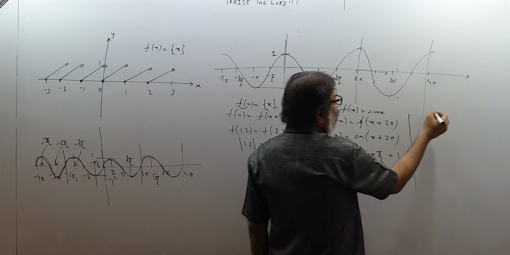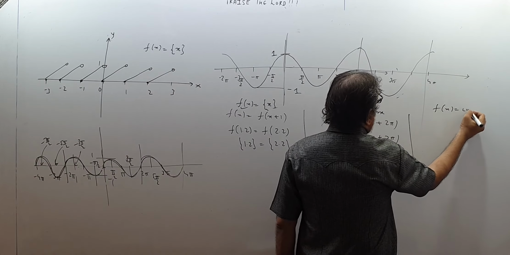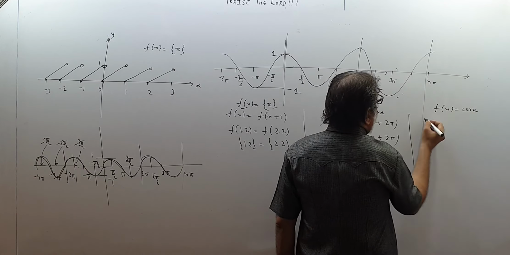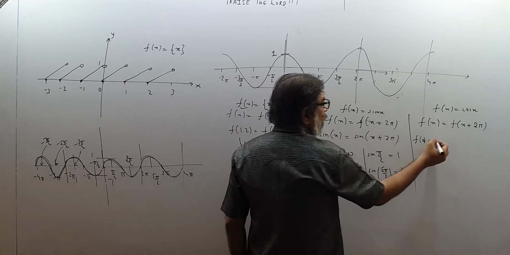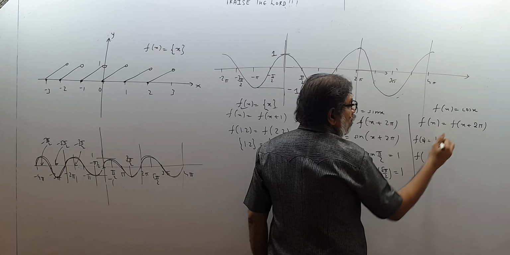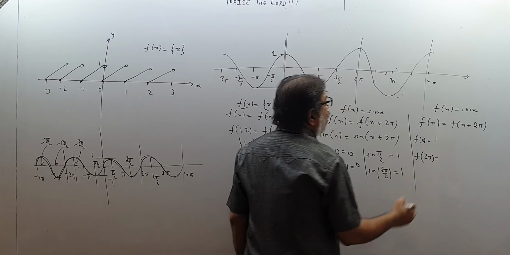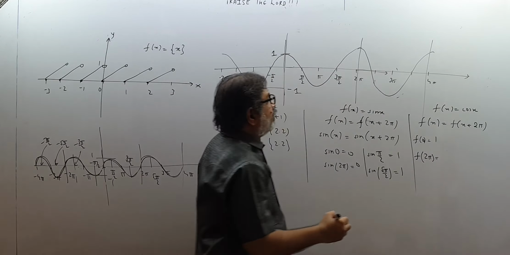This was for f of x equal to fractional part of x. Now I take f of x equal to cos x. Because I said the period is 2 pi, so f of x should be f of x plus 2 pi. Let us check. What is f of 0? At 0 the value is 1, the height is 1. And what is 0 plus 2 pi? Means f of 2 pi. What is f of 2 pi? 1.